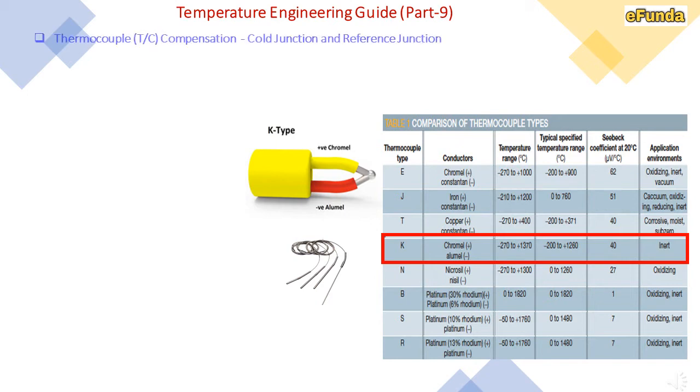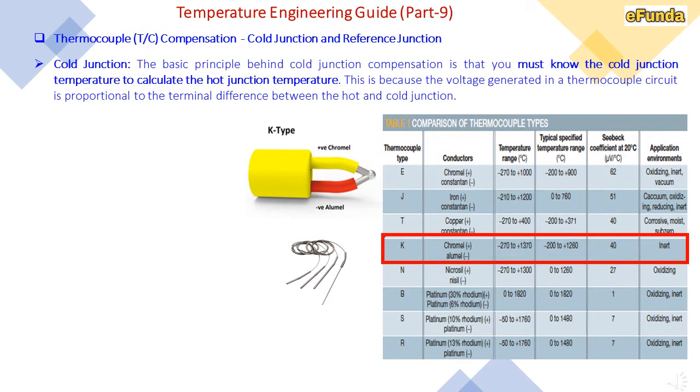Thermocouple temperature compensation: there is a cold junction and a reference junction. The basic principle behind cold junction compensation is that you must know the cold junction temperature to calculate the hot junction temperature. This is because the voltage generated in a thermocouple circuit is proportional to the temperature difference between the hot and cold junction.